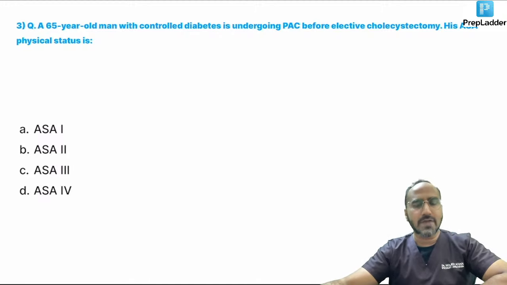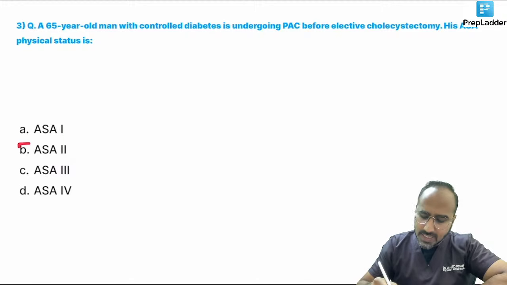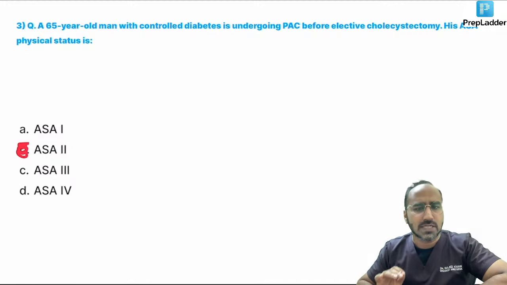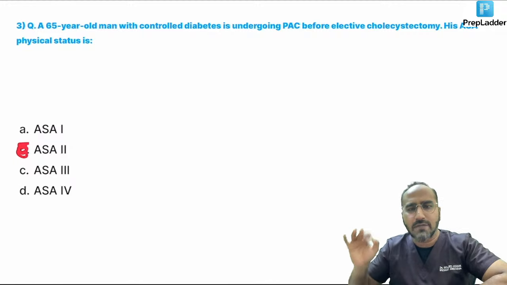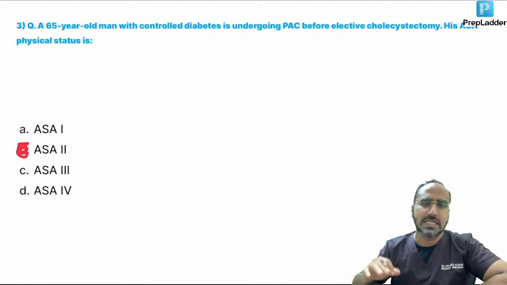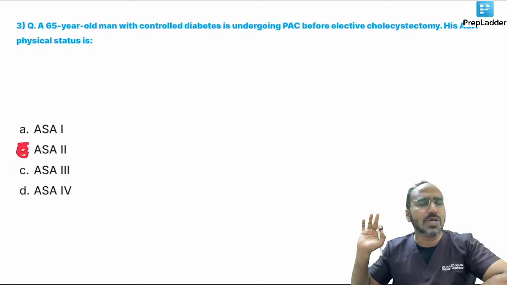Very good. Most of you have given the right answer. Remember, it is ASA class 2. Guys, in simple language, what does ASA classification mean? ASA is you are giving a certification to a patient that you are completely fit to undergo anesthesia, or you are this much fit to undergo the anesthesia.